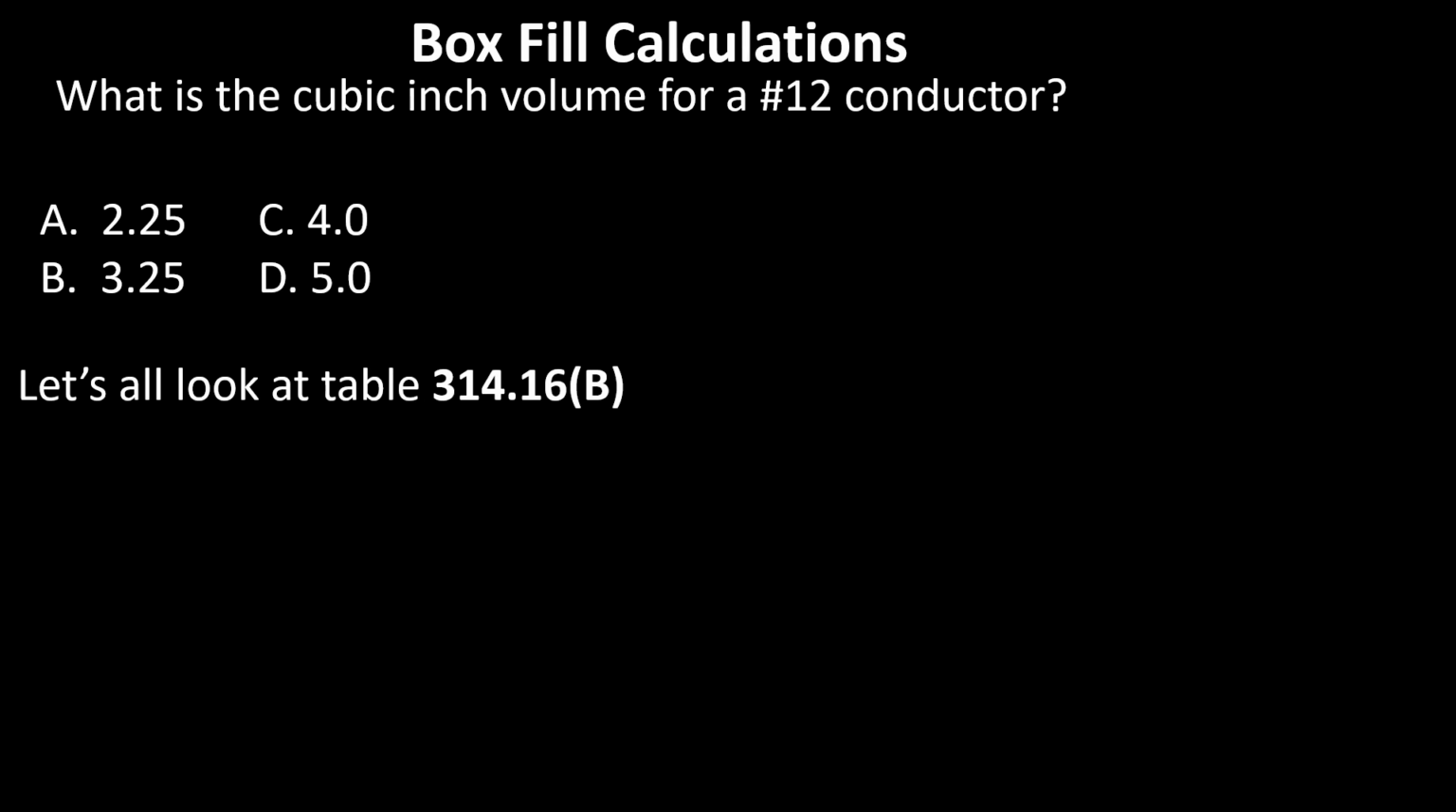We look at the black bold heading and make sure that we're in the correct table. We start on the left-hand side, and we're going to find our respective gauge wire. Now, this is when it's really important that you use a ruler or a piece of paper as a straight edge to make sure that you don't get crossed.